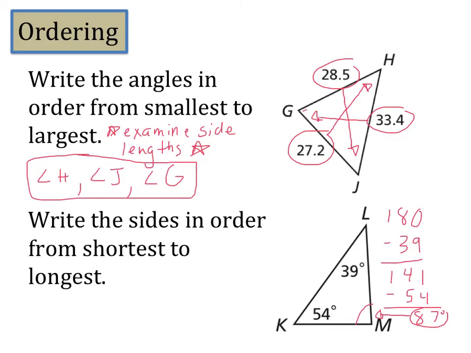So this angle right here is 87 degrees, which is good to know because that's going to be our biggest angle. So our smallest angle here is 39. So the shortest side is KM. Next one would be 54, which is opposite of LM. And for the last one, the opposite side is LK.